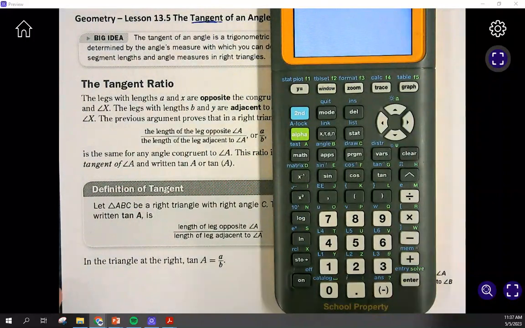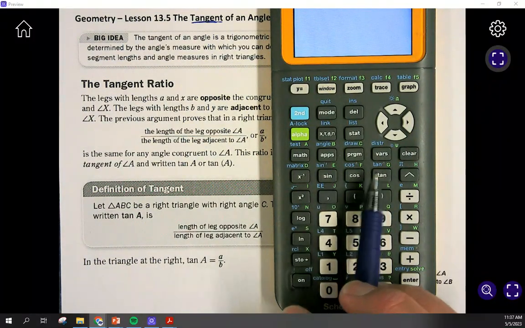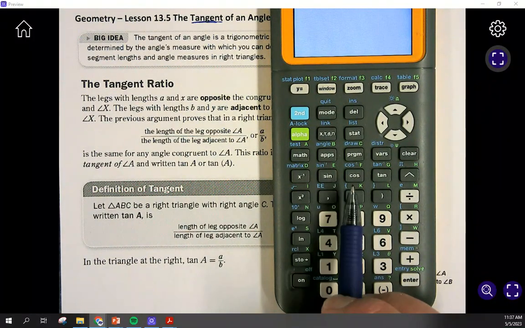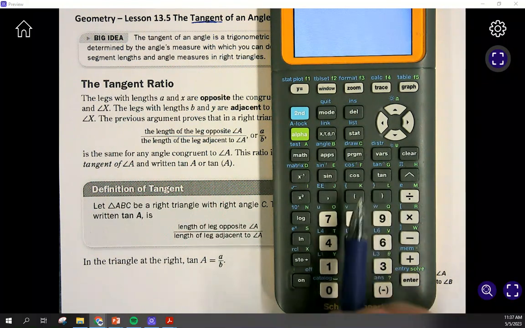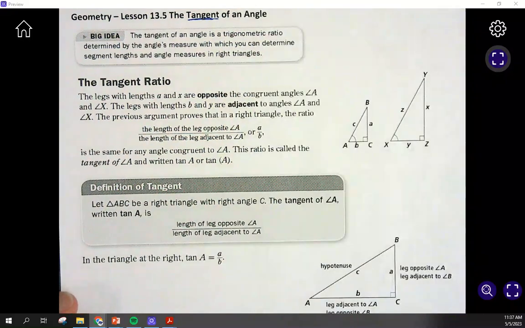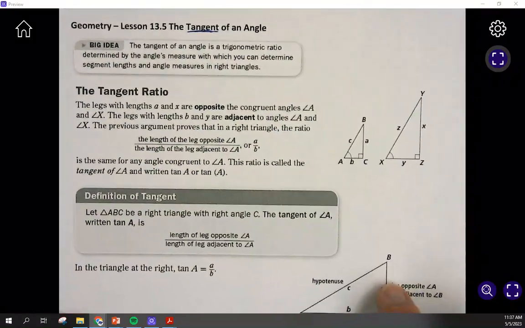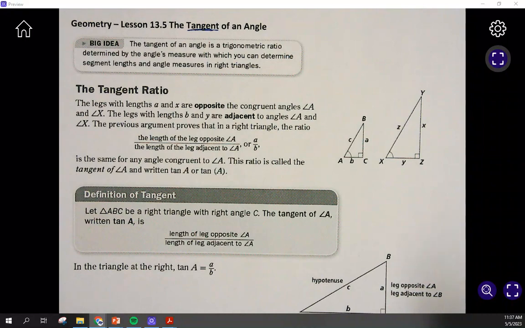You might have noticed these buttons on any kind of calculator that you've worked with. It looks like sin and cos and tan. That's for sine, cosine, and tangent, just abbreviations there. So today we're going to be specifically looking at the tangent. And it's just a ratio of the sides in a right triangle.